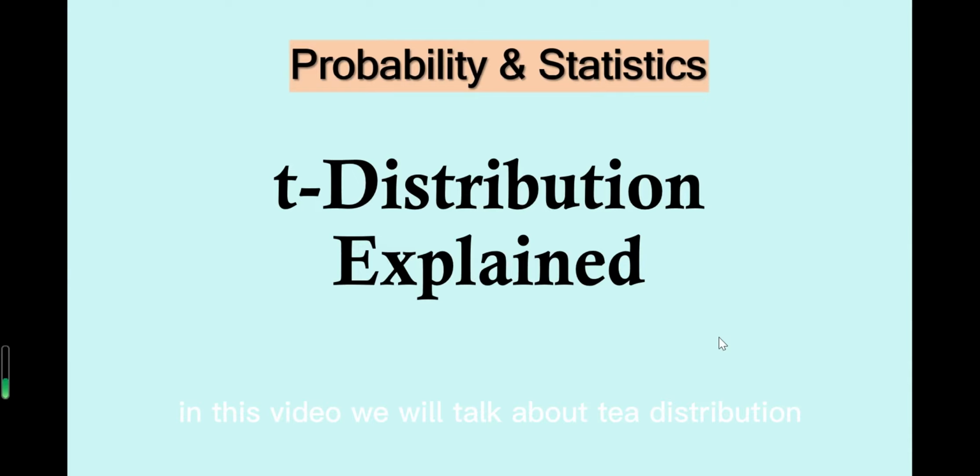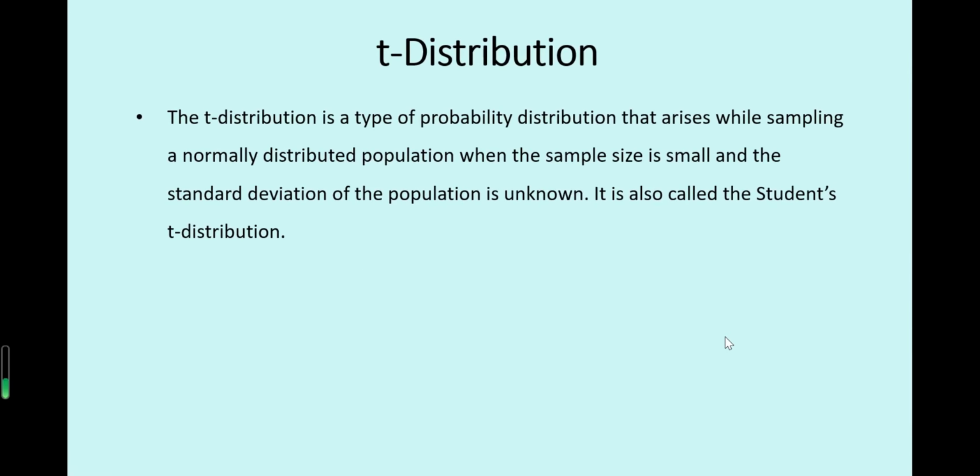In this video, we will talk about the t-distribution. The t-distribution is quite closely related to the sampling distribution of the mean. So we know from a normally distributed population, the sampling distribution of the sample mean, when the sample size is small and the standard deviation of the population is unknown, in this case, comes with the Student's t-distribution for the sampling mean.